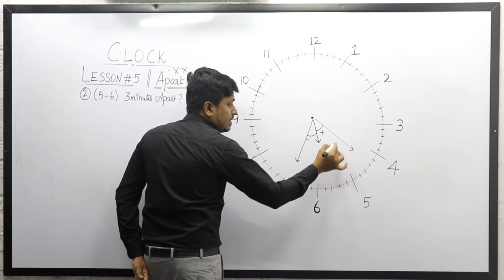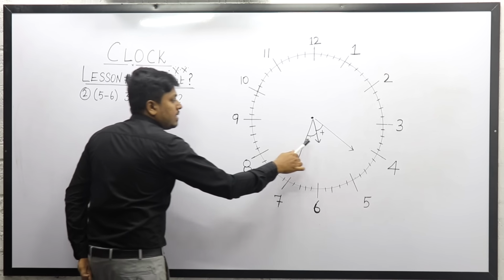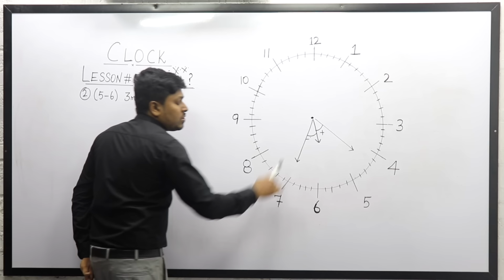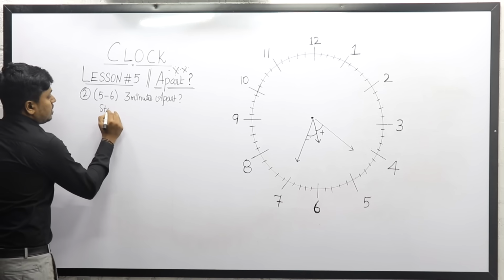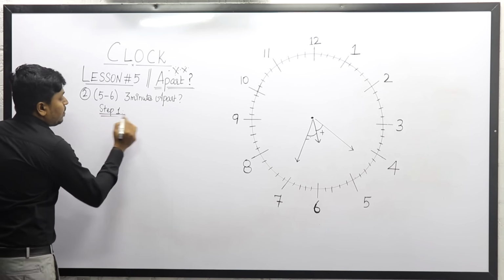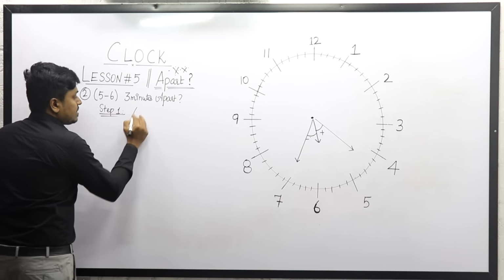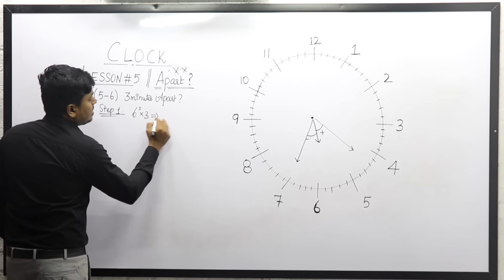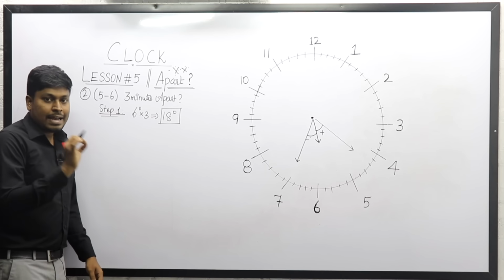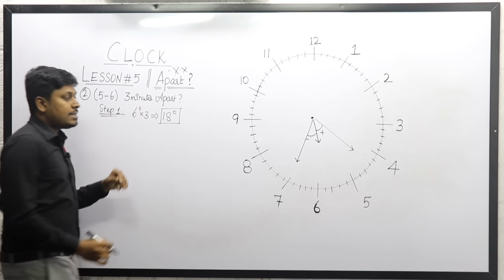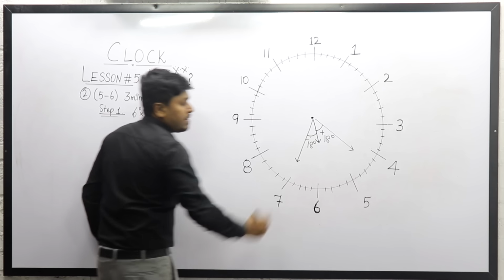The second important thing is the gap between the hour hand and the minute hand should be 3 minutes apart. So what is step number 1? Just now I have told you. For every 1 minute the minute hand will move 6 degrees. Here it is 3 minutes apart, so 6 degrees into 3 is equal to 18 degrees. So finally we found the angle between the hour hand and the minute hand, if it is 3 minutes apart, will be 18 degrees. So this will be 18 degrees and this will be minus 18 degrees.